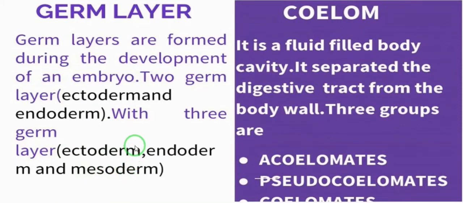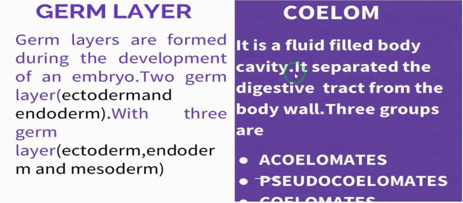Then the organisms with three germ layers, that is ectoderm, endoderm and mesoderm, are known as triploblastic animals. Example, rabbit. The next one is coelom.